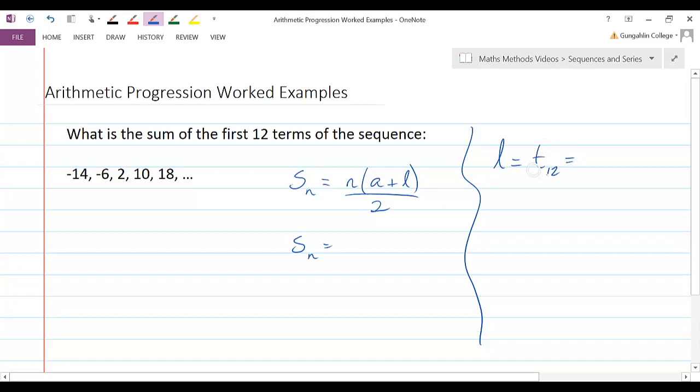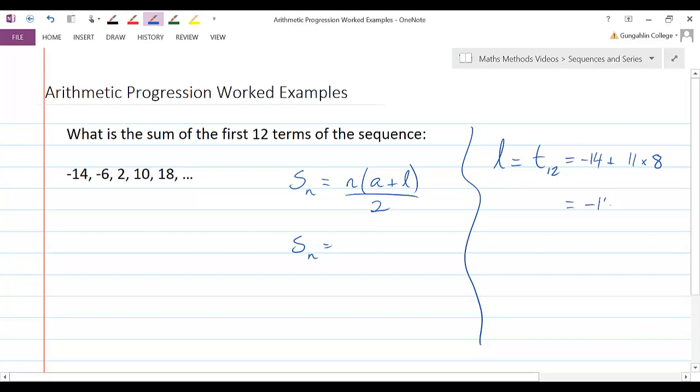And we can work out what term number 12 is because this is an arithmetic sequence. And the nth term in a particular sequence is normally a plus (n minus 1) lots of d. n minus 1 in this case is 11. And d, what's our common difference? Well, if we look here, the common difference in the terms is 8. And I've put an a in there when in fact I should put in a, which is minus 14.